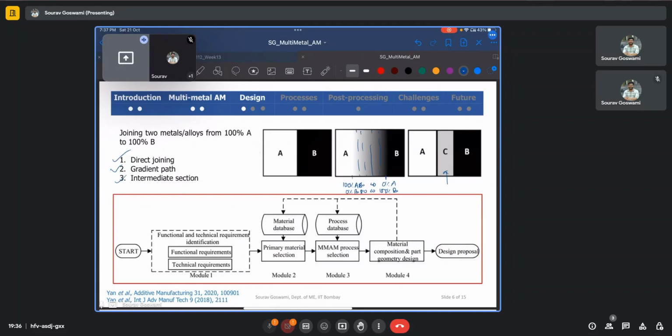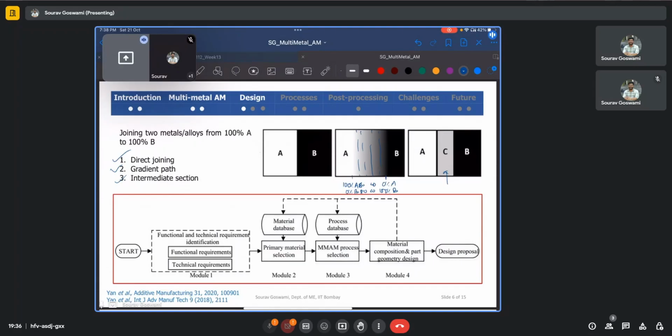And for the computer-aided process planning, we first identify the functional and technical requirements. Then we choose the primary material, which will be the base material from the material database. Then we choose the multi-material additive manufacturing process selection through the process database. That is to choose which processes, what processing conditions and techniques we'll be using to finally process this material to generate the final part.